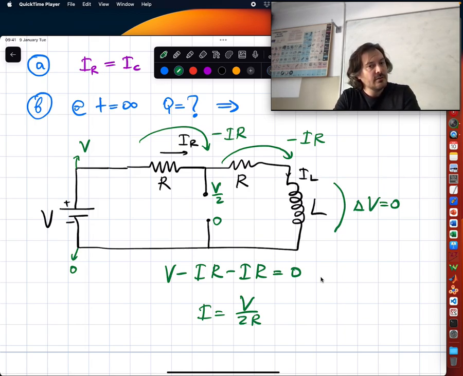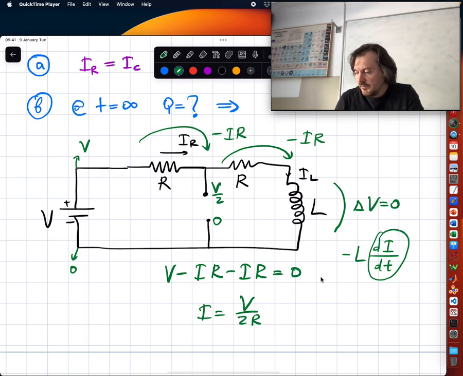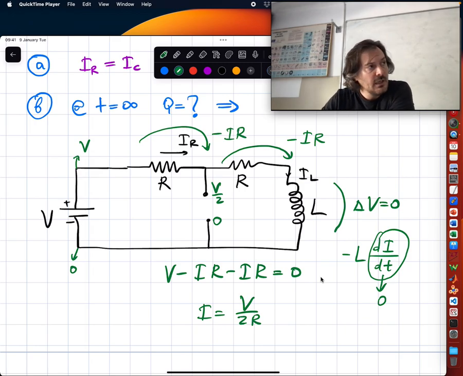Why is the inductor's potential difference 0? Very good question. Because the current is settled, the potential difference over the inductor is L times dI/dt. Since this one is 0, you have no potential difference there at t equals infinity, right? Any other questions? No?